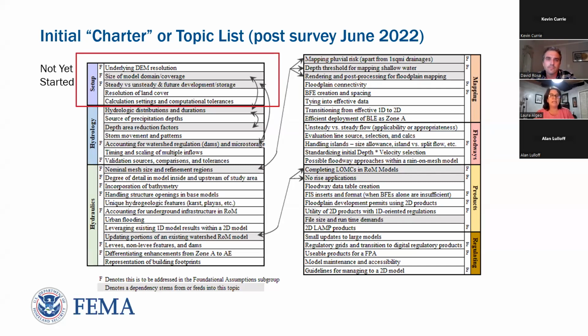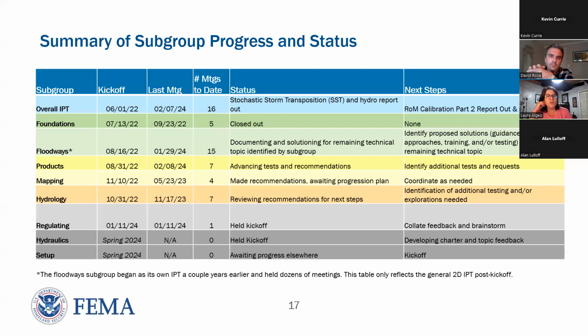And we ended up with a setup group, a hydrology, a hydraulics, a mapping, a floodway, a products, and a regulating subgroup. We also had a foundational subgroup that Dave will talk a little bit about, that set the framework for the entire IPT as we kicked off. But these are the main work groups that were underway. So you can see when they started and where they're at here.